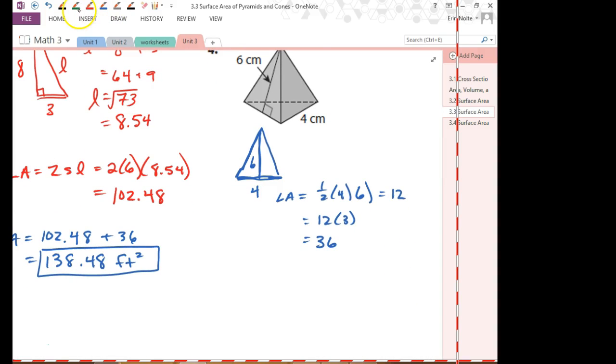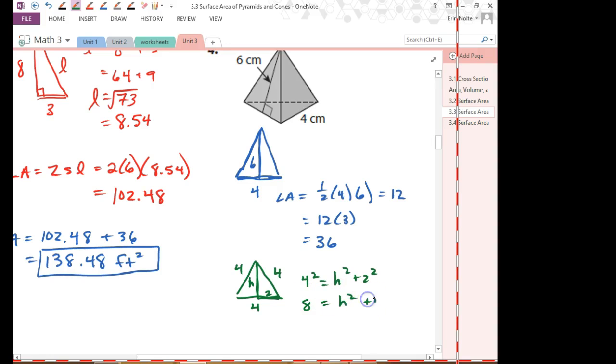Okay, so now if we include the base, now let me draw the base as an equilateral triangle. 4, 4, 4. Okay, what do we need in order to find the area of this triangle? The height. We need a height. Okay, so we cut that in half. This leg would be 2. Okay, so we're going to need Pythagorean's theorem again. So 4 squared is equal to h squared plus 2 squared. It's gonna be not so nice. It's gonna be like a decimal number.